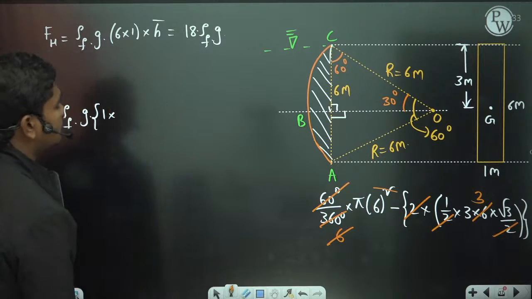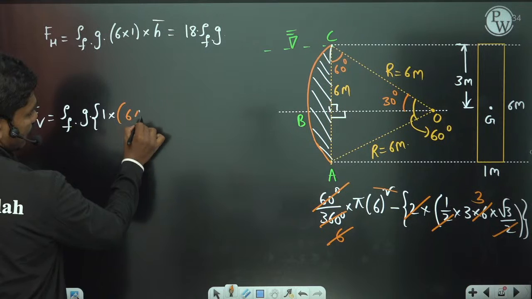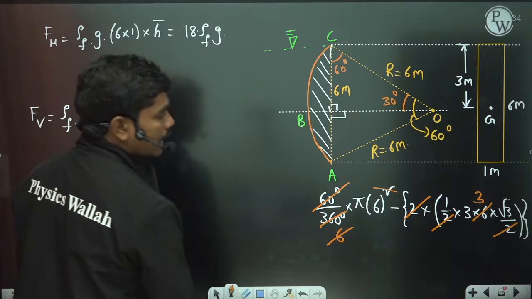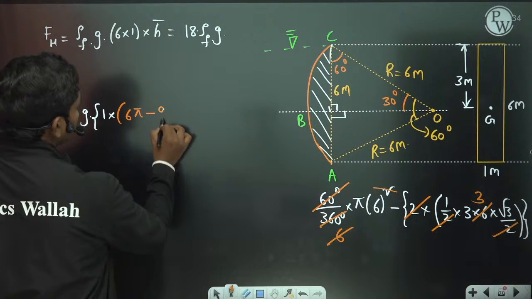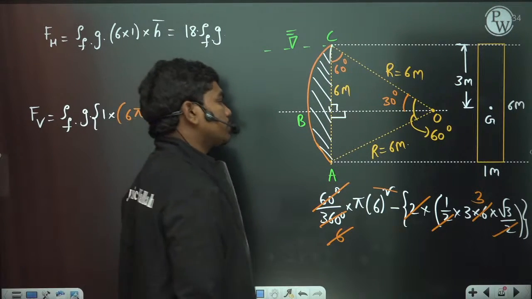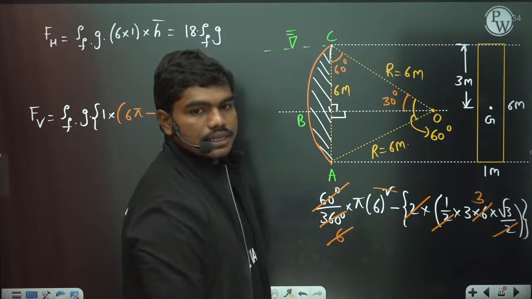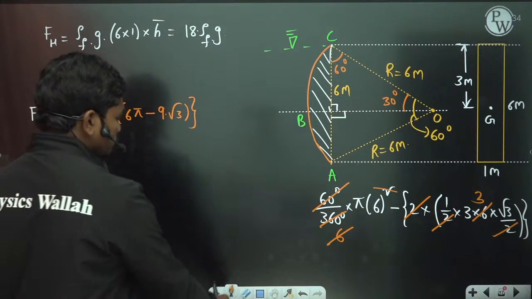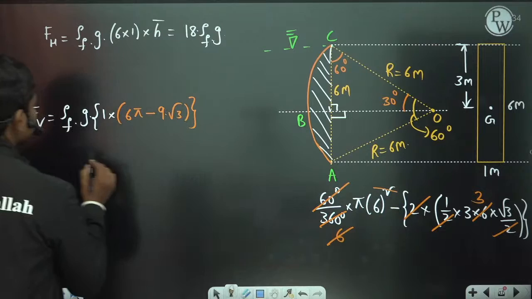So in total, the area is 6 times pi minus 9 times root 3, correct? So 9 times the square root of 3. This is the total area. The main part of this question is calculating this area. So if you calculate, let us see what the values are. They are asking you in kilonewtons, correct?